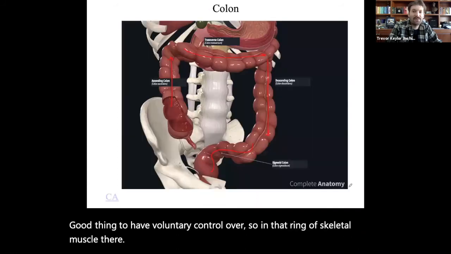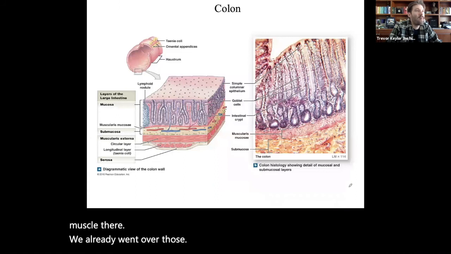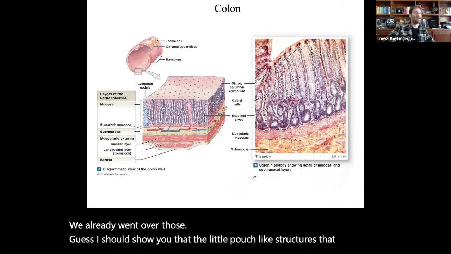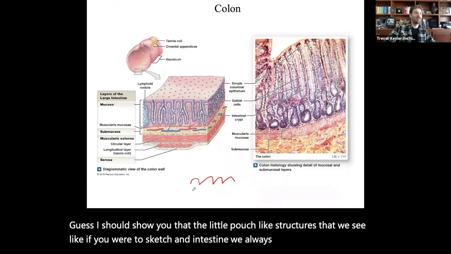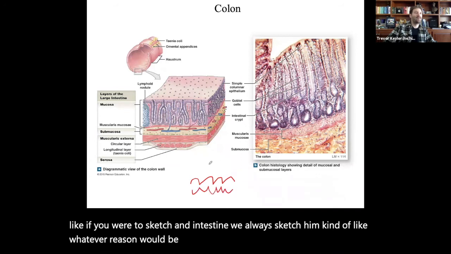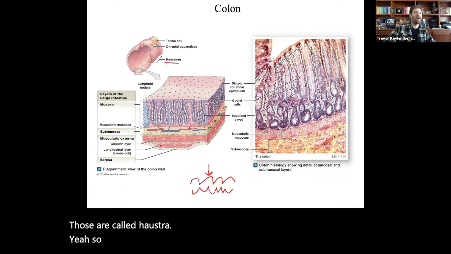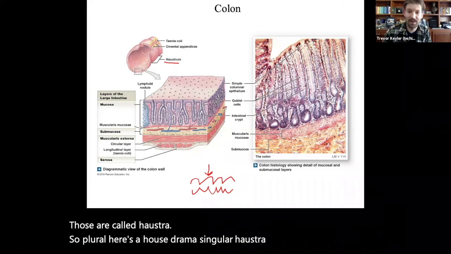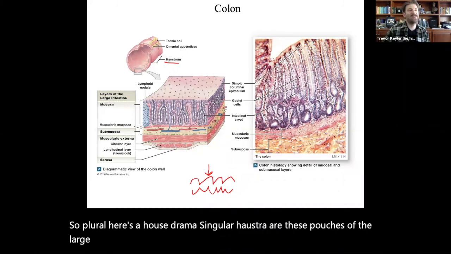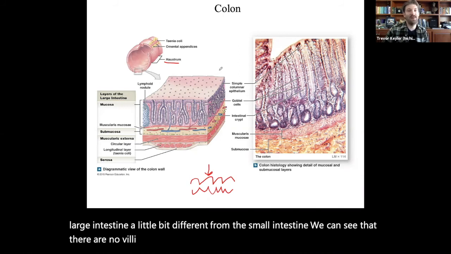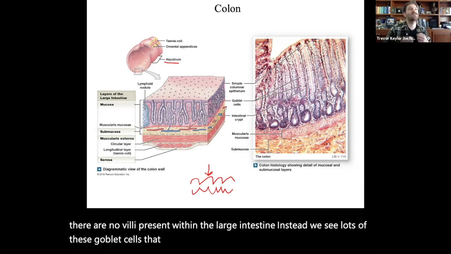We already went over those. Guess I should show you the little pouch-like structures that we see. If you were to sketch an intestine, we always sketch them kind of like you'd be stretching an intestine. Those little pouches are called haustra. So plural, here's a haustrum, singular. Haustra are these pouches of the large intestine. A little bit different from the small intestine, we can see that there are no villi present within the large intestine. Instead, we see lots of these goblet cells that secrete mucus to help things move along.